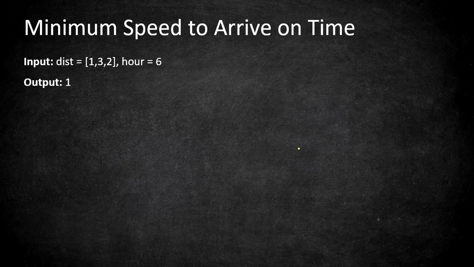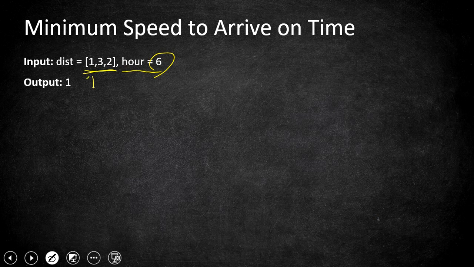So here is a given input array where we have given an integer variable hour, which is 6, which is nothing but you get a maximum of 6 hours to reach your office. So to reach your office you need to travel in 3 trains, and each train travels 1 kilometer, 3 kilometers and 2 kilometers respectively. So overall 1 plus 3 plus 2, which is 6, you have to cross 6 kilometers within 6 hours. So now, at what speed if you go, you will reach your office on time?